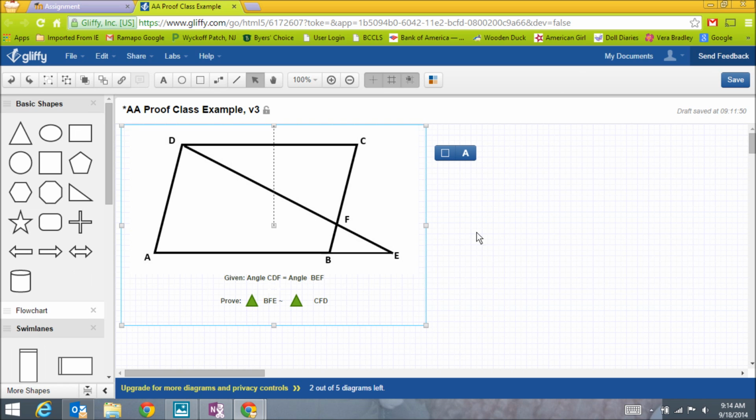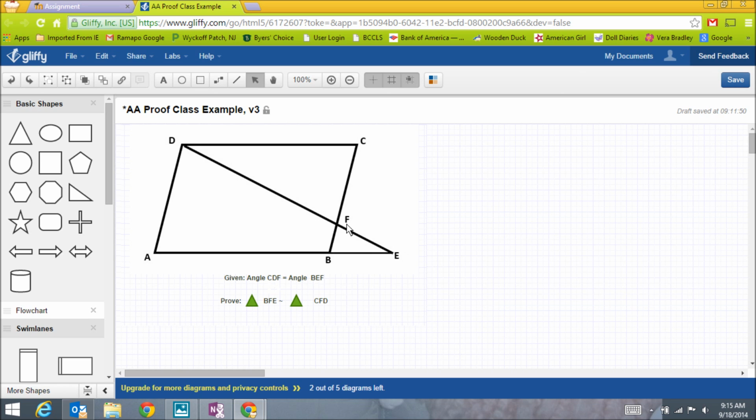Now the diagram here gives you the parallelogram with the diagonal drawn through it, as well as the given information and what two triangles we're going to want to prove to be similar. We're going to want to prove that triangle BFE is similar to triangle CFD. Let's start with the given information even before we start to write our proof. It looks like angle CDF is congruent to angle BEF.